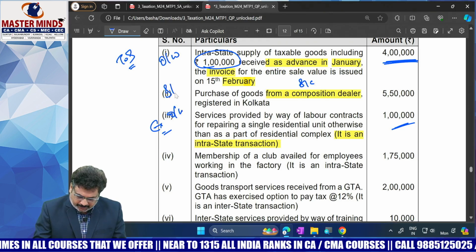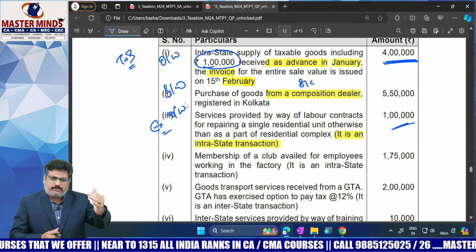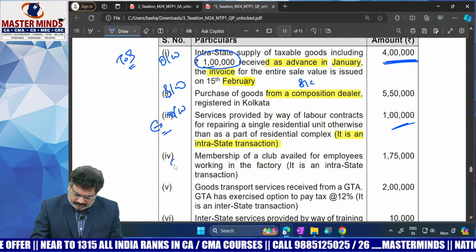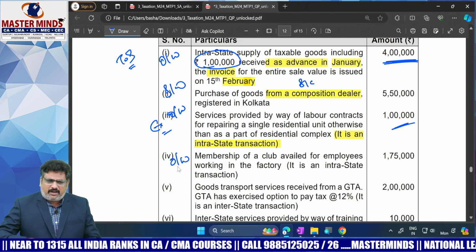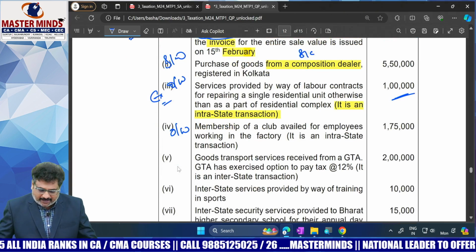Outward supply or inward supply. While reading the problem itself, identify that: outward supply, inward supply, outward supply. Here, membership of a club, outward supply. While reading the problem itself, do it like that. Then it is easy for you to answer later on.